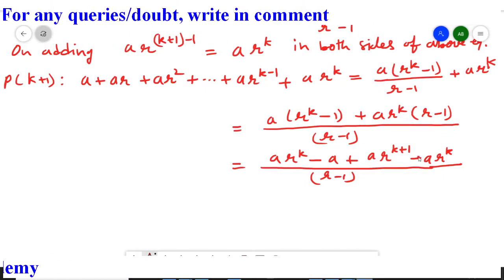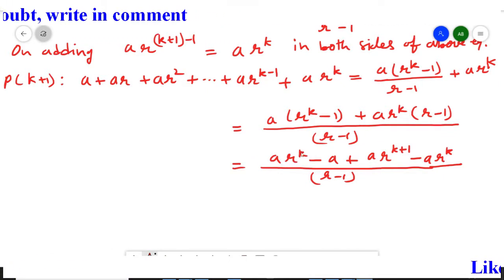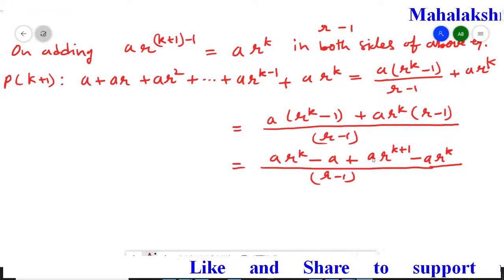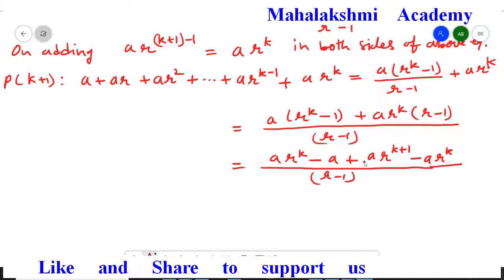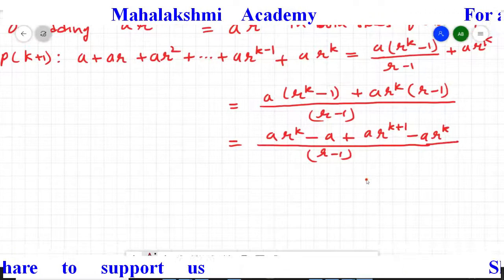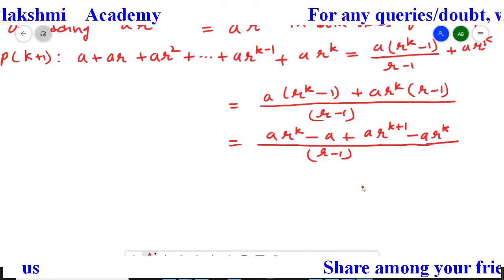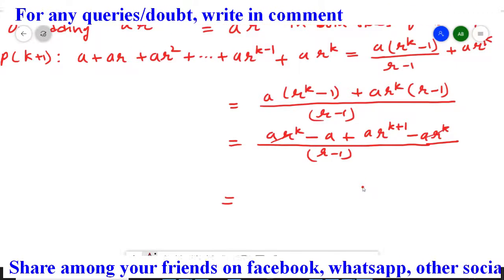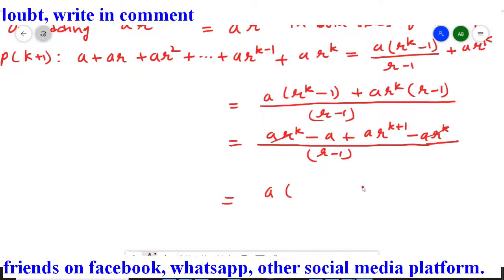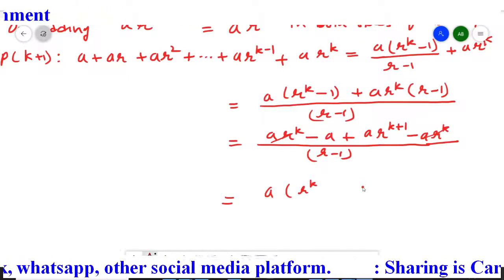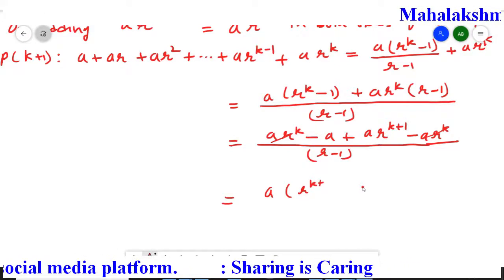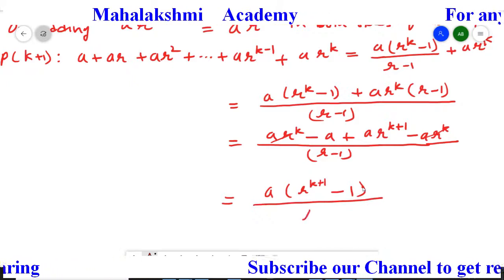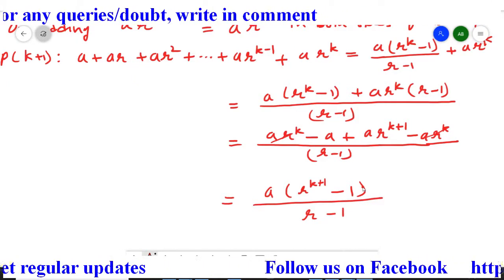Now when we will observe it, we will find that a r to the power k and a r to the power k will cancel each other, so we remain with this only. Now here you can see that a is common, so we have to take a common in the next step. So it's going to be, first of all, this will cancel and just take a common, so we remain with r to the power k plus 1 minus 1, and in denominator we have r minus 1.